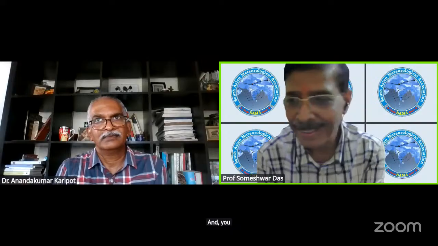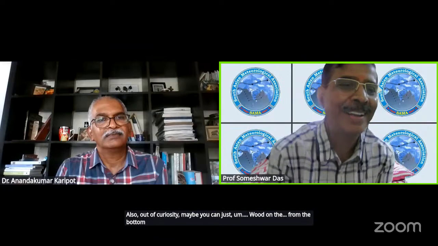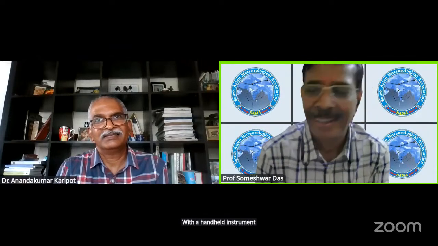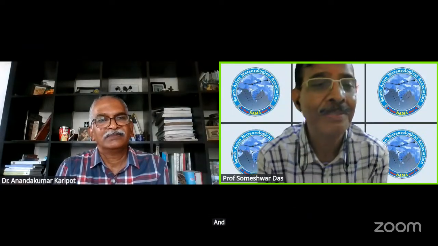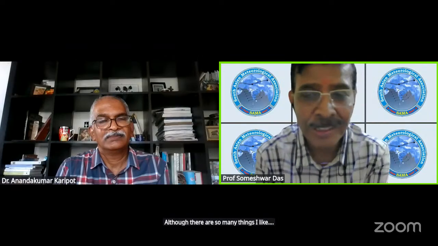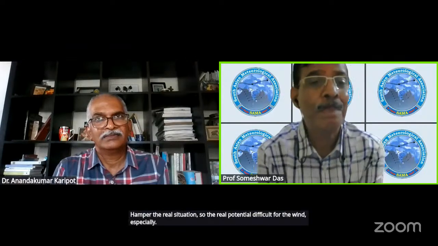Within the surface layer, if you want something, you can also have the curiosity. Maybe you can just move around from the bottom to the top of your building. If it is a multi-story building, you can move around with a handheld instrument, right? And then try to measure the fluxes, if you are so curious. But then, yes, boundary layer towers are available. A 50-meter tower, and one can fit instruments at lower levels also. Although there are obstacles, the trees and the buildings, that can hamper the real situation. So the real fluxes will be difficult for the wind.